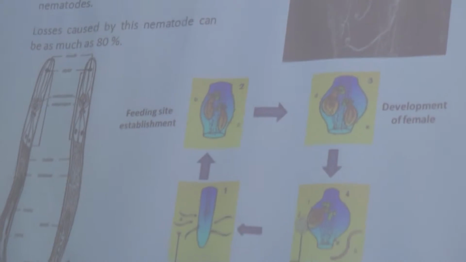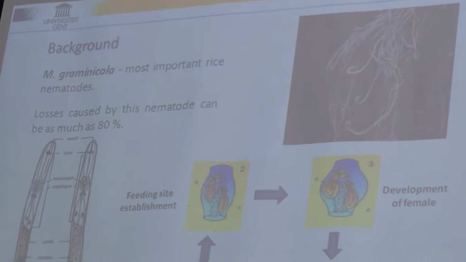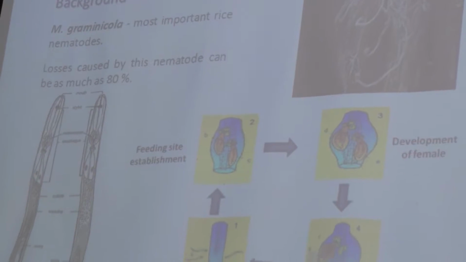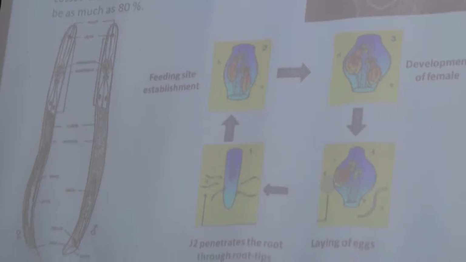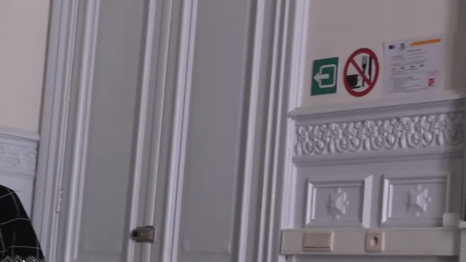Compared to free-living and other parasitic nematodes, plant parasitic nematodes have a special kind of structure in their mouth called a stylet that they use to infect the plants. Among the plant parasitic nematodes, Meloidogyne graminicola is the most important. Losses caused by this nematode can be as much as 80%.